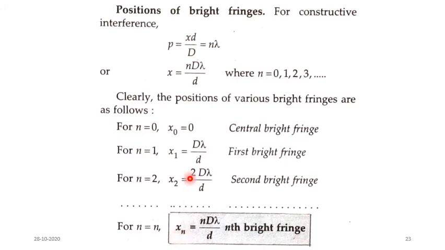Fine. So if you see the pattern 0, D lambda by d, 2D lambda by d, I can say whenever the distance of the point P from the center is an integral multiple of D lambda by d, we will obtain a bright fringe. So this denotes the position of the bright fringe from the center O. Clear? Now next we will discuss the position of the dark fringe.